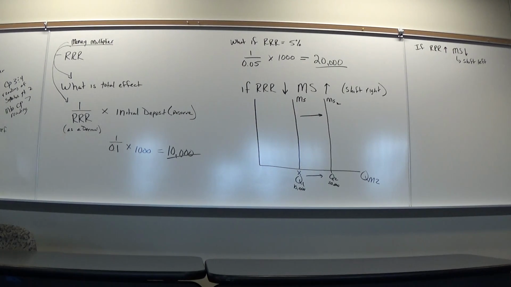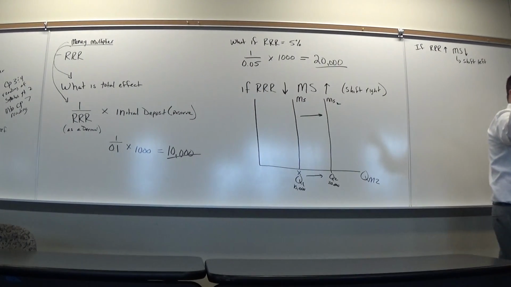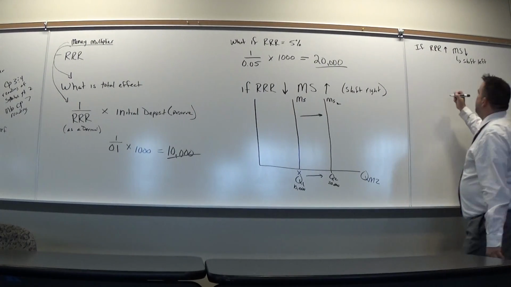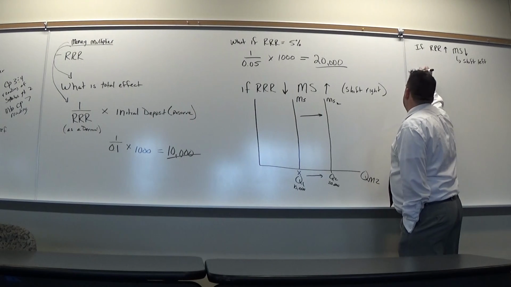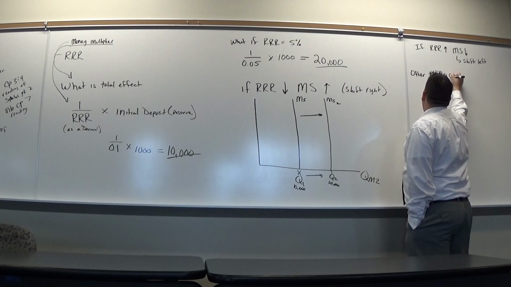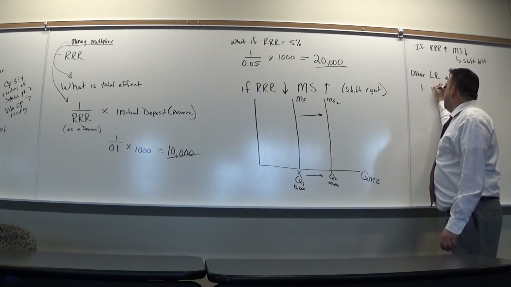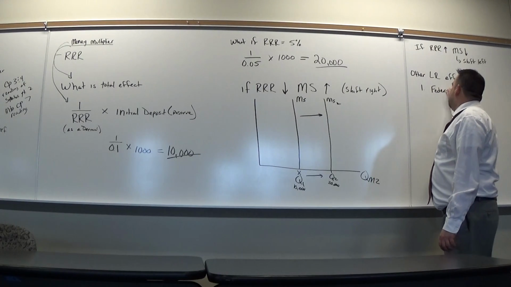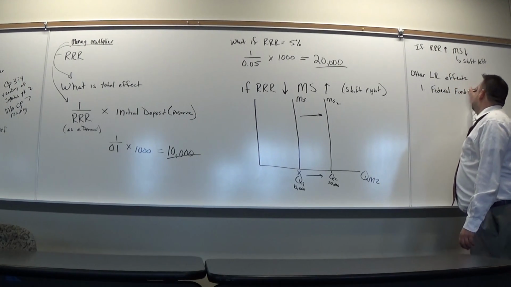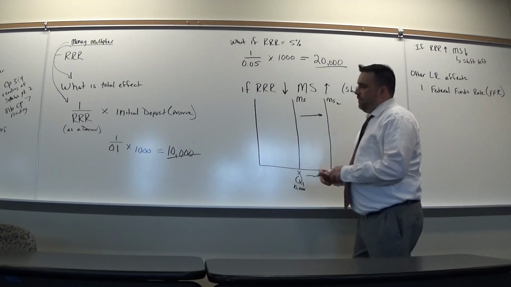So that was one of the things that was in our long-run header from last class. We have a couple of other long-run opportunities. The first one is called the federal funds rate, abbreviated FFR.